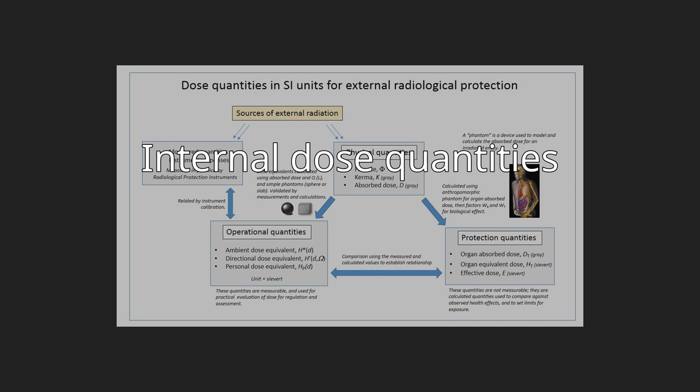The ICRP defines committed effective dose as the sum of the products of the committed organ or tissue equivalent doses and the appropriate tissue weighting factors WT, where T is the integration time in years following the intake. The commitment period is taken to be 50 years for adults and to age 70 years for children.